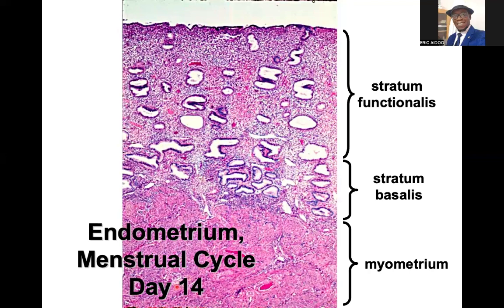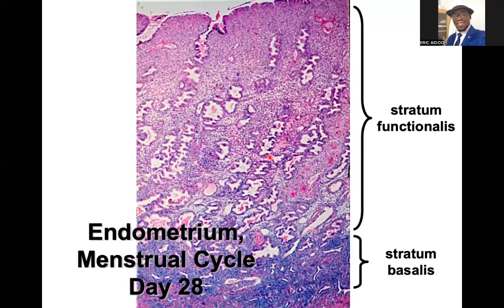Then by day 14, you have the zigzag or sawtooth appearance showing as far as the glands are concerned. Even the sawtooth is more intense. By day 28, you can see all the zigzag nature. So now you are not seeing the tubular nature of the glands. They are actually coiled, very, very coiled.